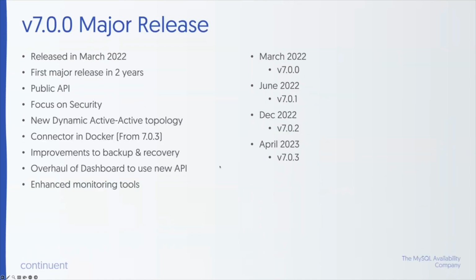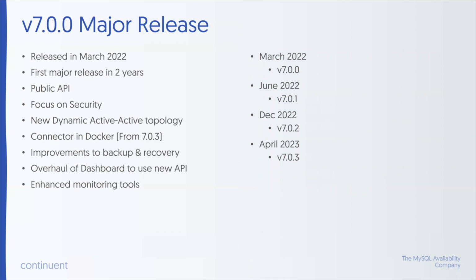So the version 7 release, 7.0.0, was first released in March 2022. This was our first major release in 2 years and contains quite a lot of new features. So we have a new public API, we have some changes to security, a complete refocus on the way security is implemented. We have 2 new topologies. We have dynamic active-active, and we also have another topology called dynamic Datasource groups.